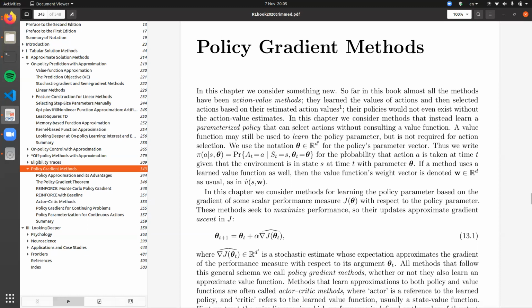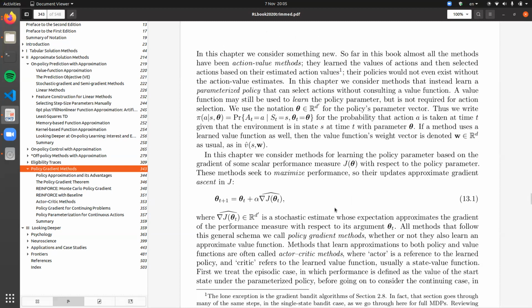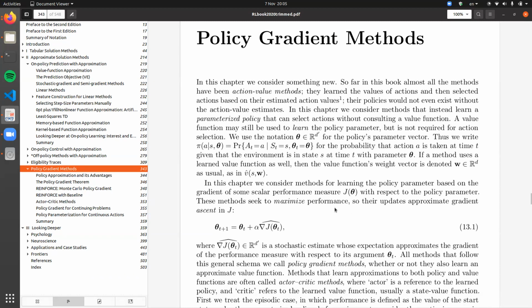Today we will be talking about policy gradient methods, and that's something different from what we have discussed so far in the book, and we will also see that to some extent there is similarity and a way to merge the policy gradient methods with value-based methods. So let's get to it.